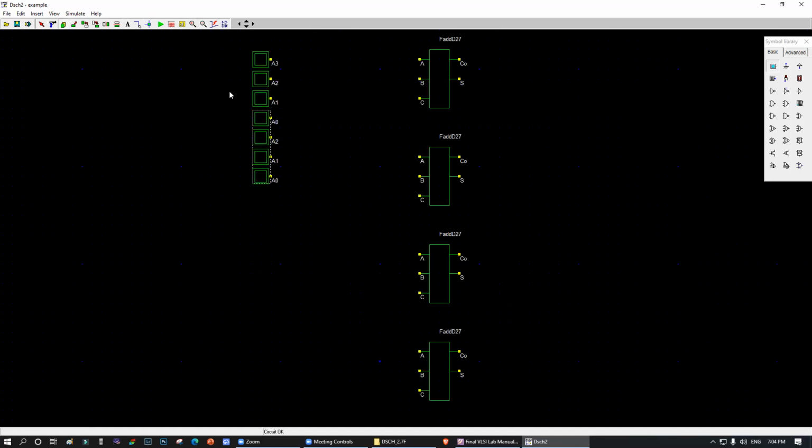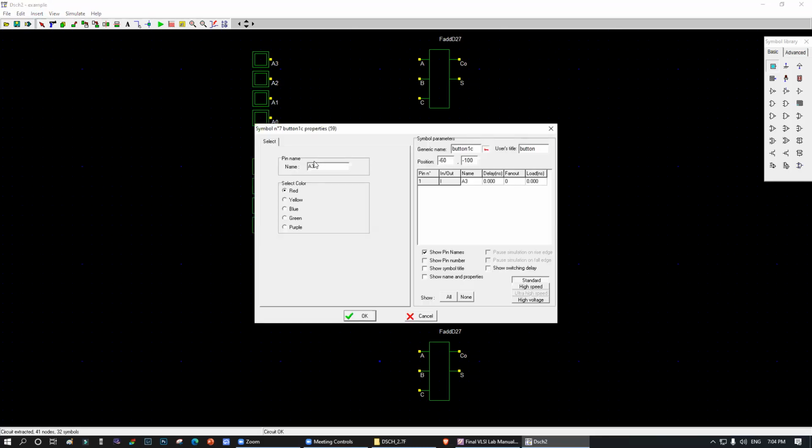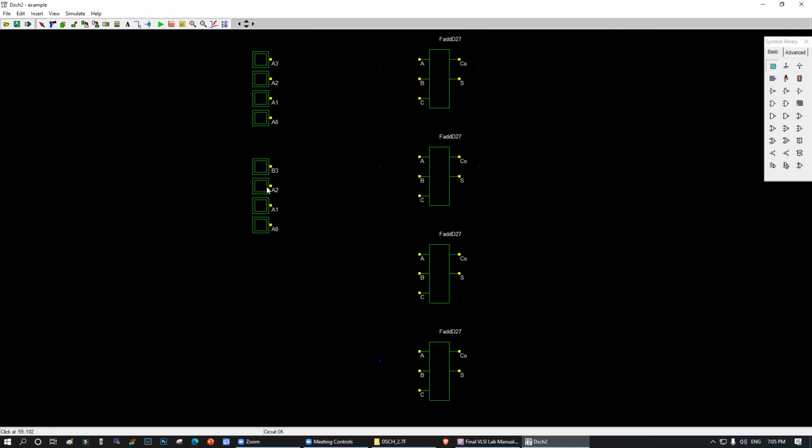Now we need 4 inputs for B as well. So I'm going to just copy it. So this is our B. Then double click, I'm going to write B3. Double click, B2, B1, B0. Understood? 4 inputs for A, 4 inputs for B. So as a whole, this is one number. This is another number. In one number you have 4 digits. In another number you have 4 digits. That means 4 bits actually.